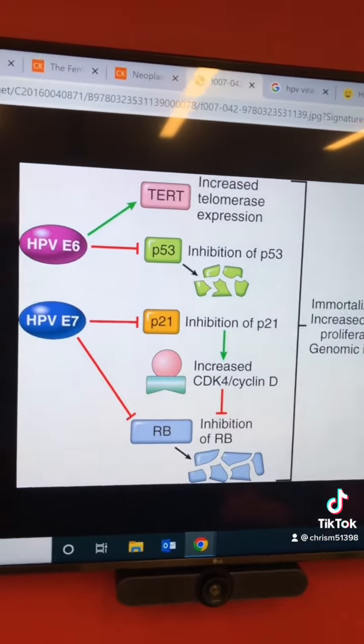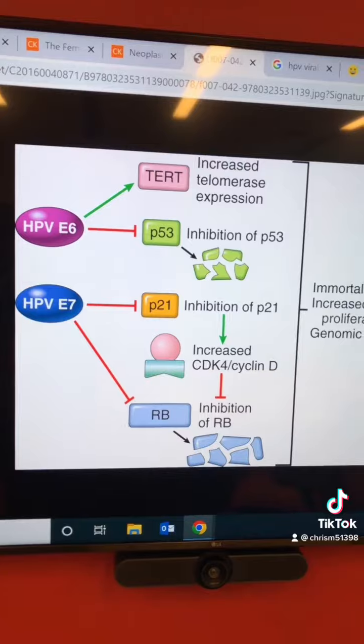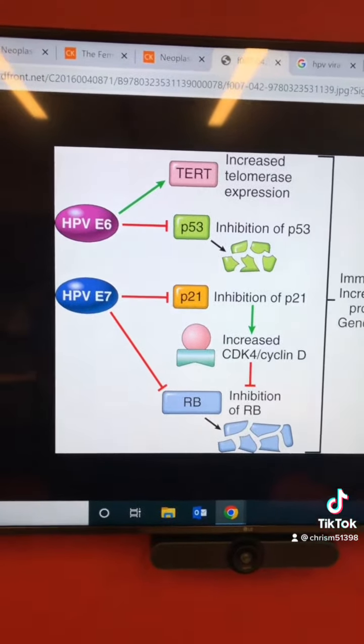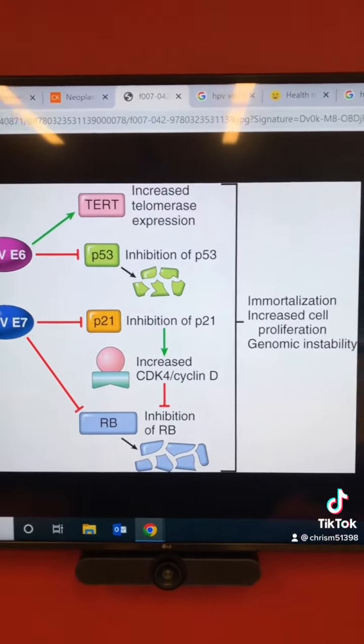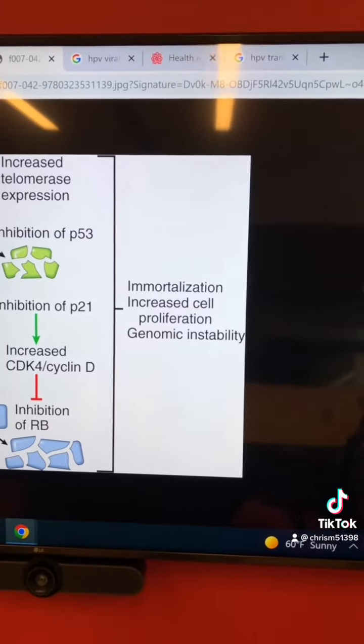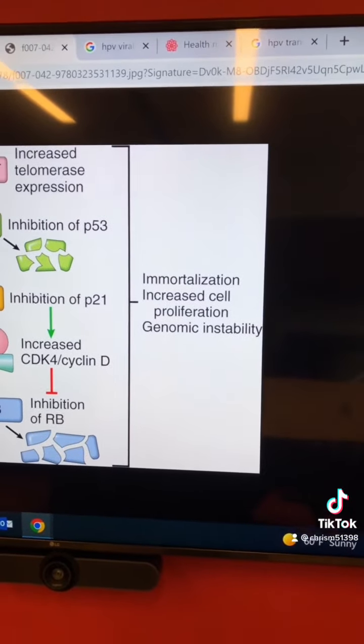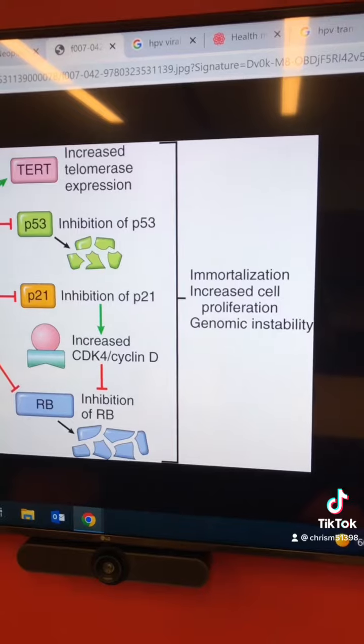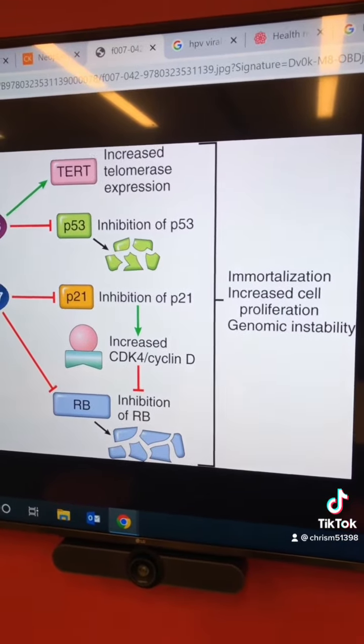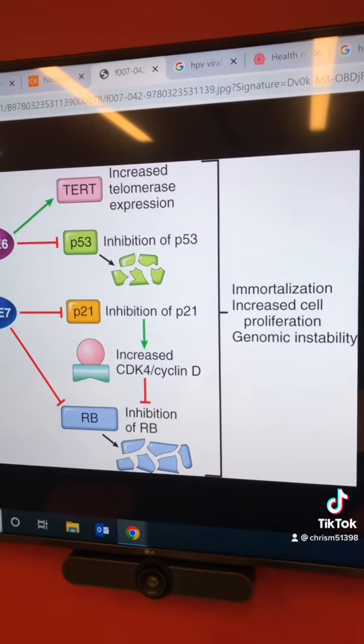E7, on the other hand, binds to and destroys RB. This is another very important tumor suppressor. The end result of all of this is the ultimate immortalization and increased proliferation of the HPV-infected cell. There's also genomic instability, which leads to increased probability of spontaneous mutations that will lead to cancer.